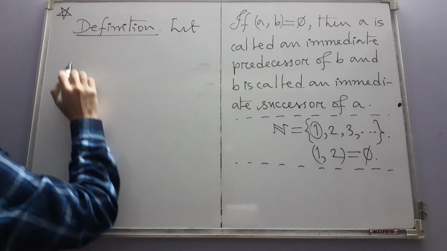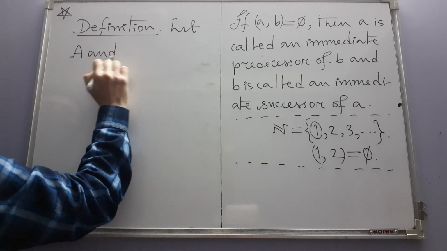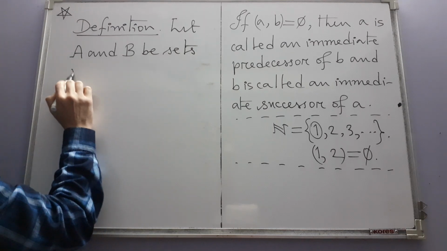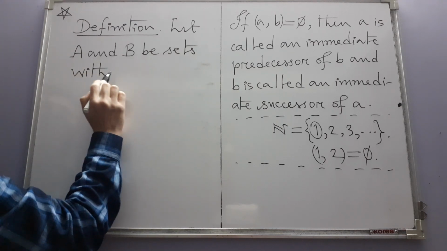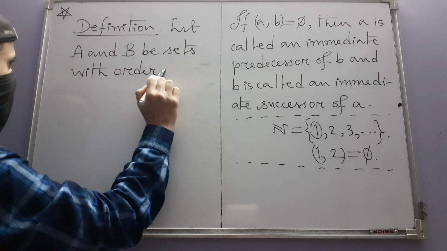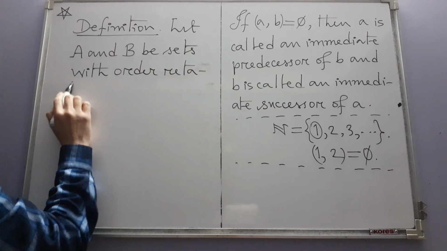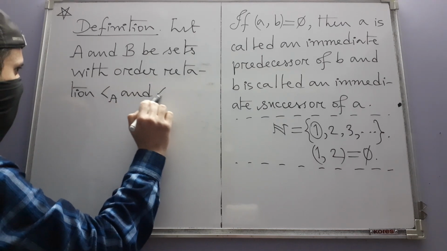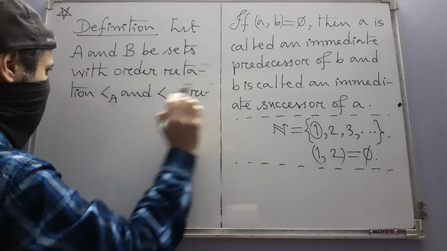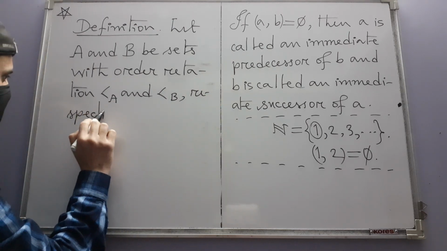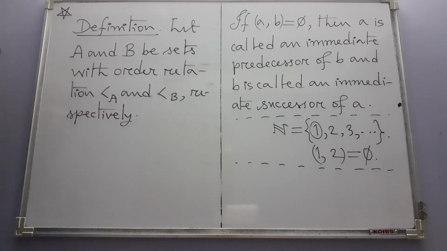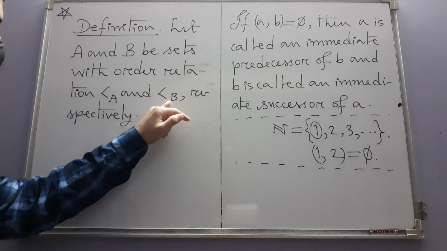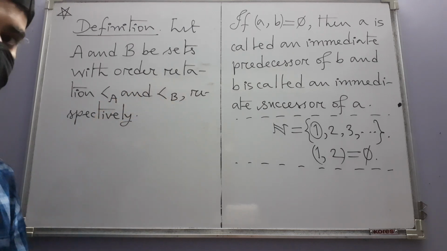Let A and B be sets with order relations, this and this respectively. Okay, so we are having two ordered sets. This is the order relation on A and this is the order relation on B. In order to distinguish them, we have written A and B as suffixes.